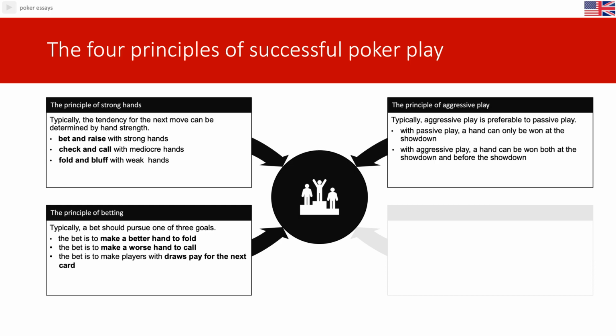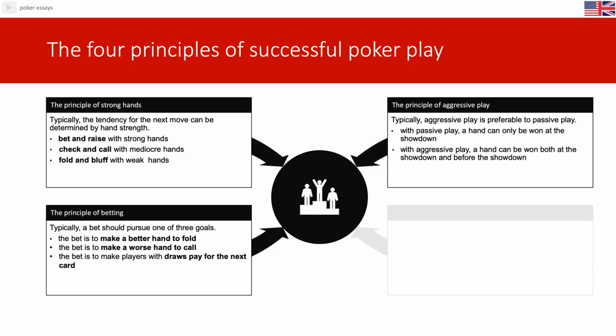Even though aggressive play is preferable to passive play in most cases, aggressive play should never be an end in itself. A bet or a raise should always have a concrete goal. If the bet makes a stronger hand fold, you win a pot that you probably wouldn't have won at the showdown. If the bet encourages a weaker hand to call, you're feeding a pot with chips that you are likely to win. And if your opponent holds a draw, you force him to pay with a bet to see the next card.